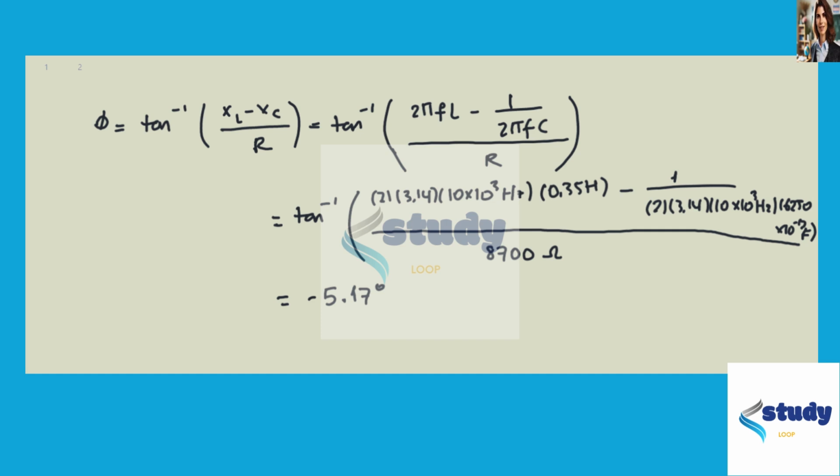And lastly, we're asked to calculate the RMS current, which is the easiest to calculate if you know the total impedance, right? The RMS potential divided by the total impedance. We had just calculated it to be 8,735.5 ohms. From here, we have the RMS current to be 8.3 times 10 to the power of negative 2 amps.